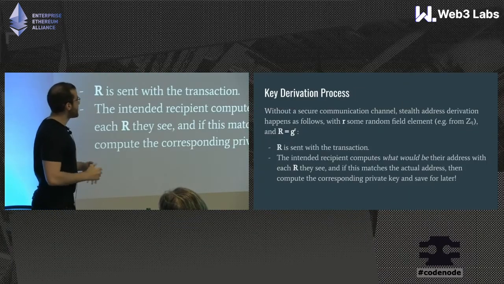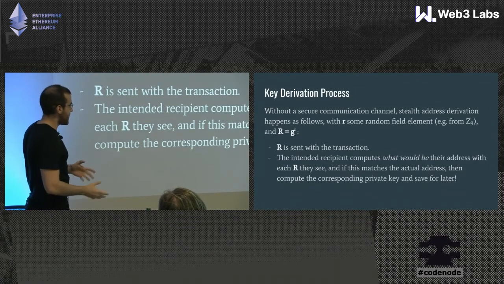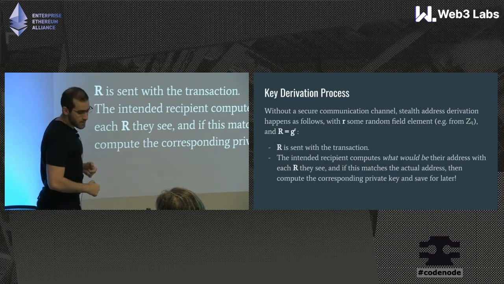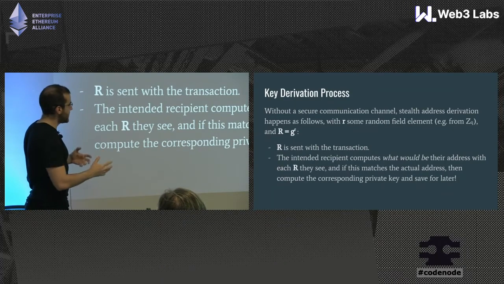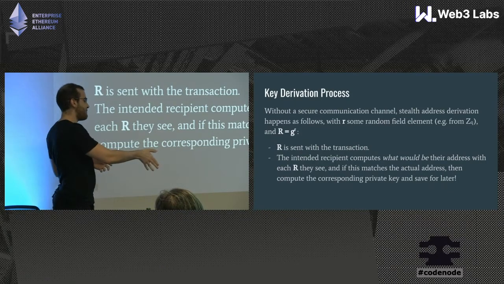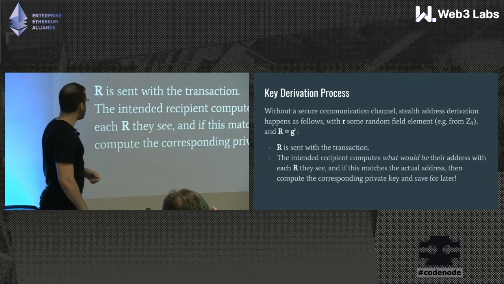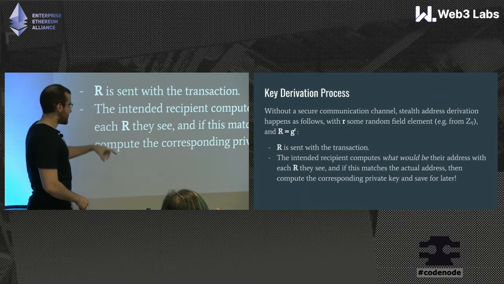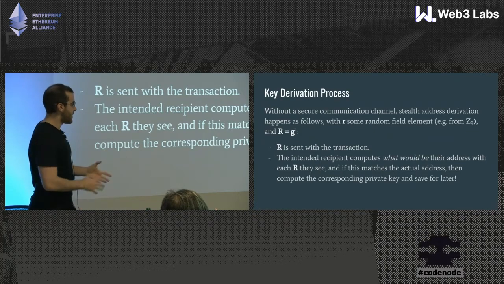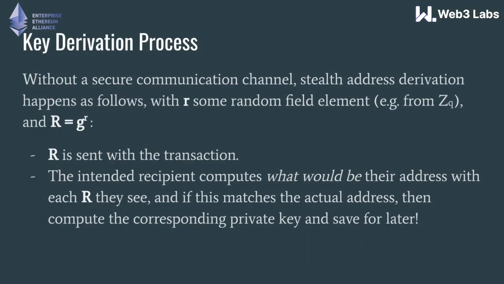So without needing a secure communication channel per se, as long as we know each other's public keys, again, like we put public keys in our contract, we can do self-address derivation by just picking some random element R. And R is sent along with your transaction, so your fresh key pair is included in your transaction, and the intended recipient computes what would be their address with each new public key R that they see. And if this matches the actual address, then they can compute the corresponding private key and save that for later.